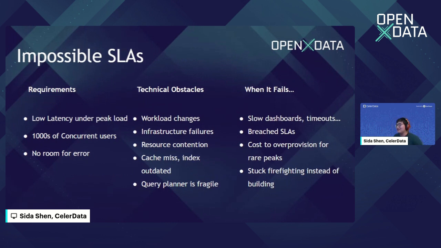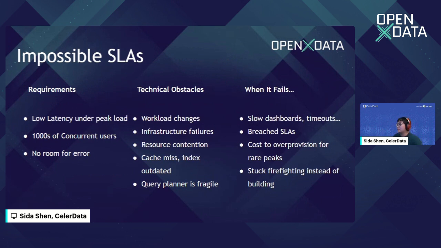One characteristic of customer-facing analytics that's different from internal-facing analytics is the impossible SLAs. The SLA requirements are really, really high. You have to get very low latency, even under a crazy amount of load, with thousands or sometimes even hundreds of thousands of concurrent users. For some of our users, their QPS can be in the thousands, or even tens of thousands of QPS, for OLAP queries. And there's absolutely no room for error.